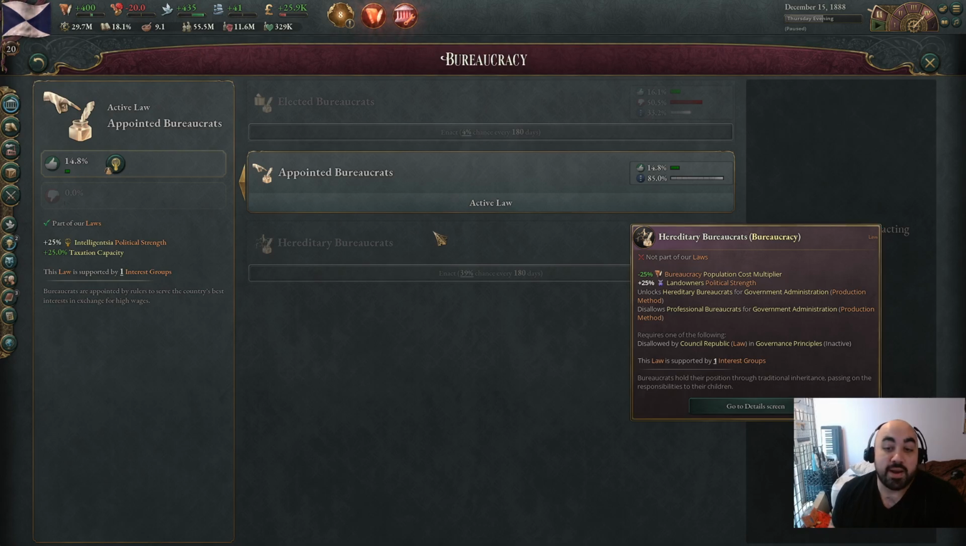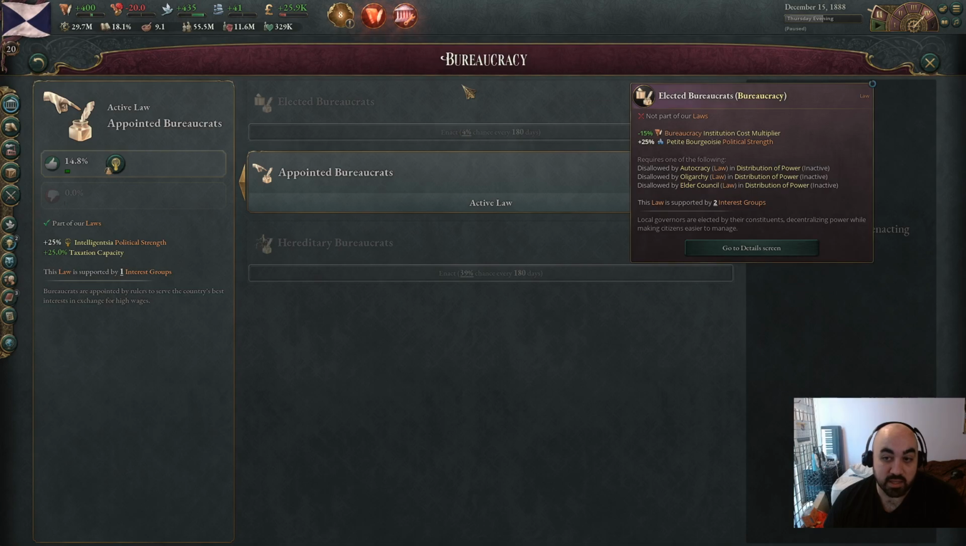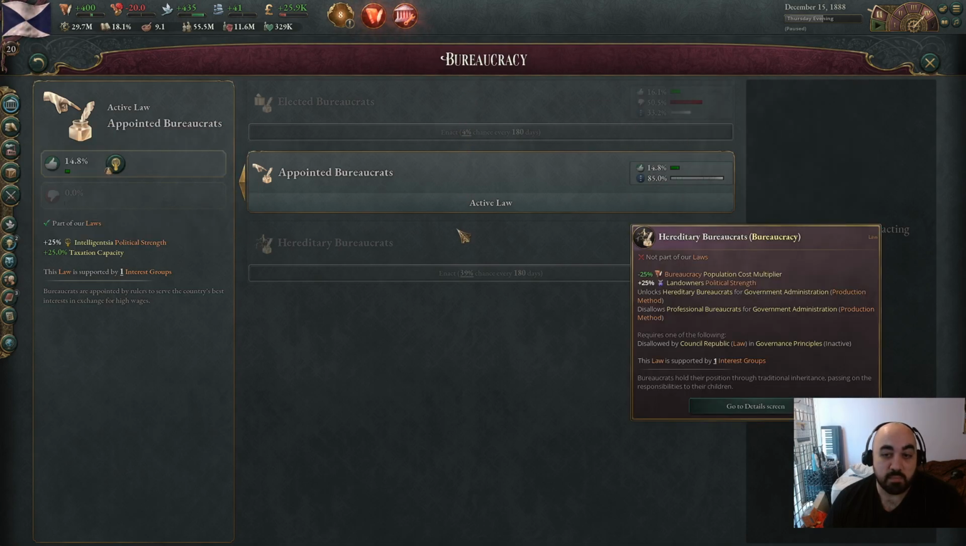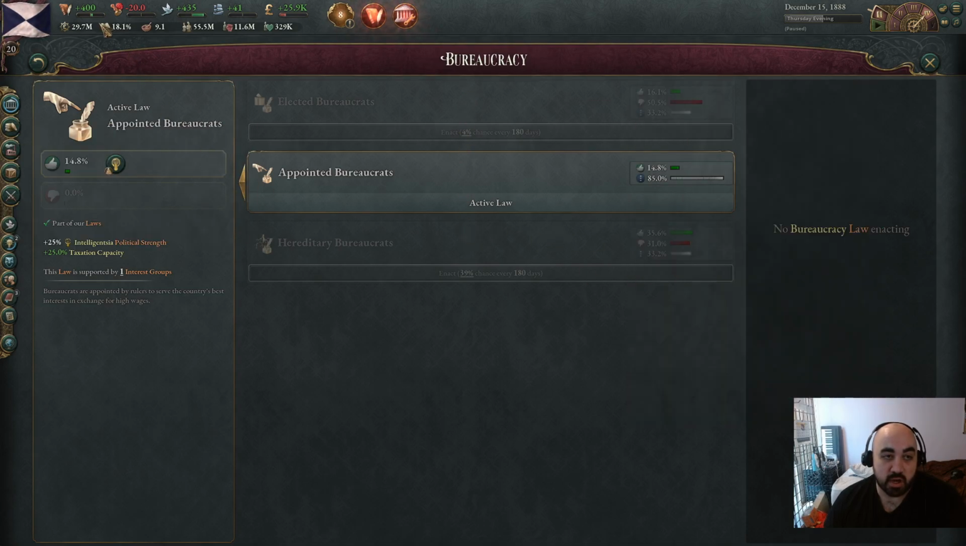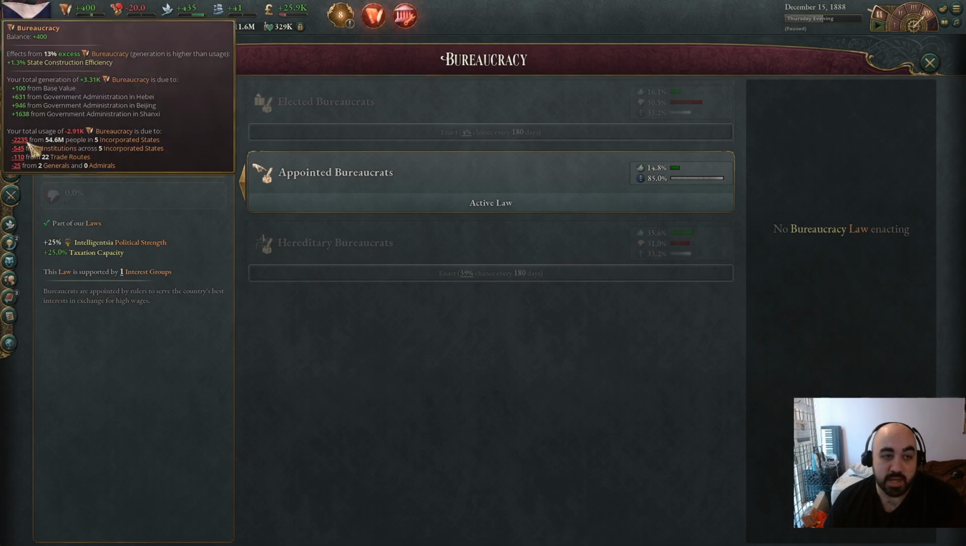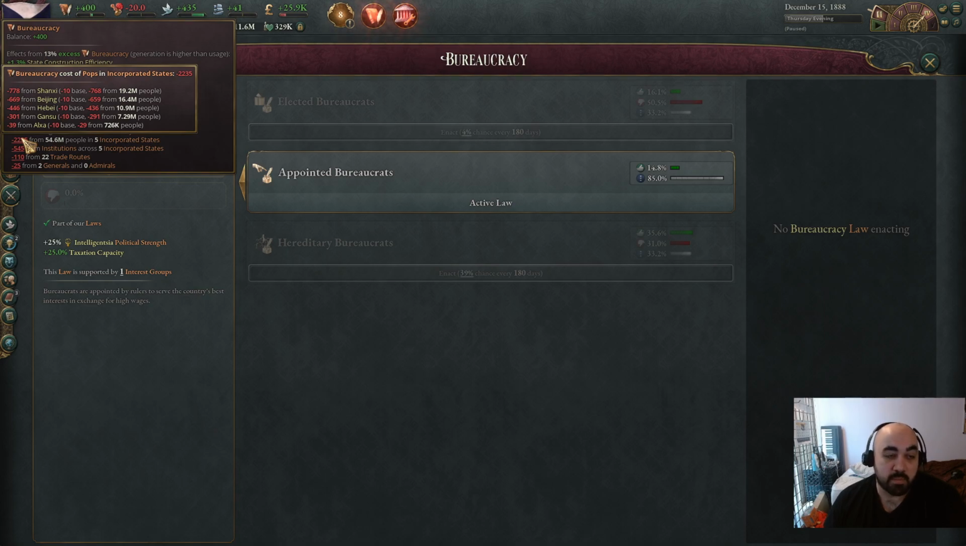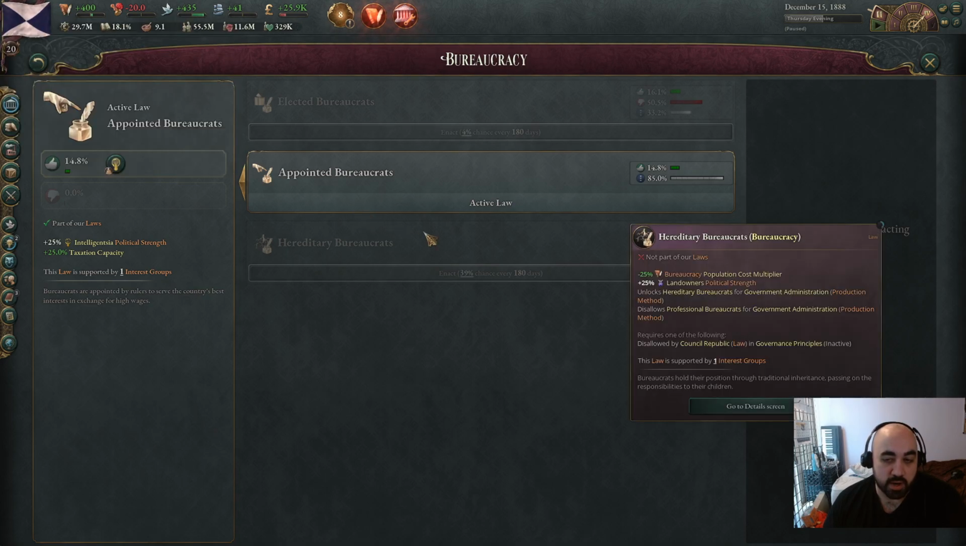I'm not sure. Hereditary bureaucrats gives minus 25% cost to the population cost modifier. So this will be okay on countries that have extremely high population. And if you start in a country with extremely high population with a lot of peasants, you want to be careful of moving to appointed bureaucrats, because it will cost a lot of bureaucracy, because you will no longer be getting this minus population cost modifier. So for example, if we swapped over to that, we would get minus 25% on this cost. So we would get a refund of about 500 bureaucracy if we switch to hereditary bureaucrats.